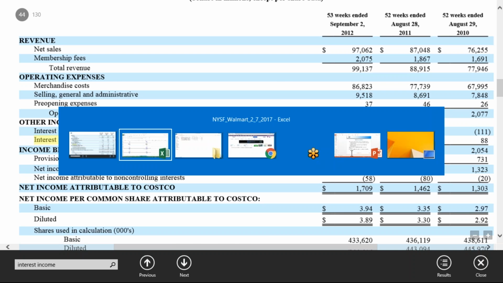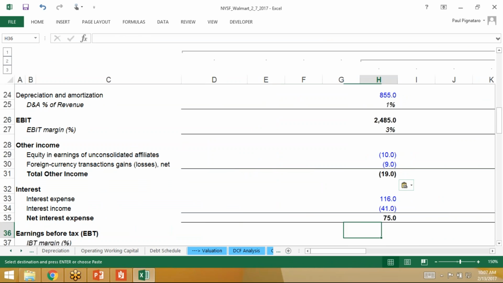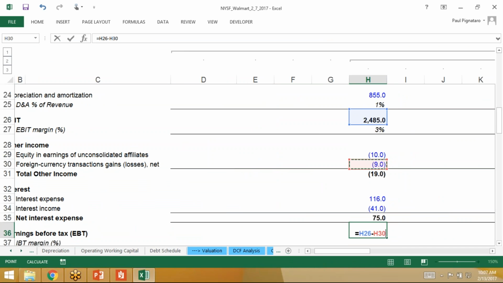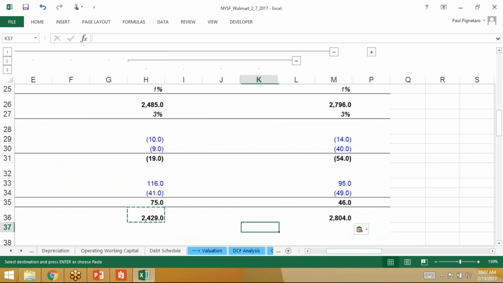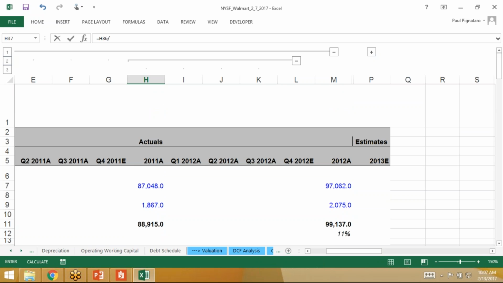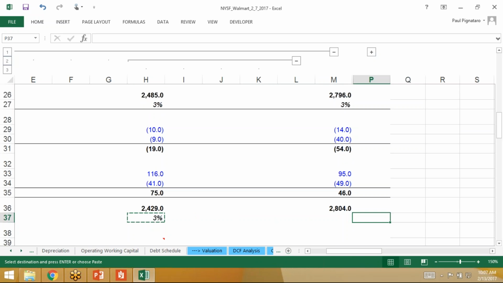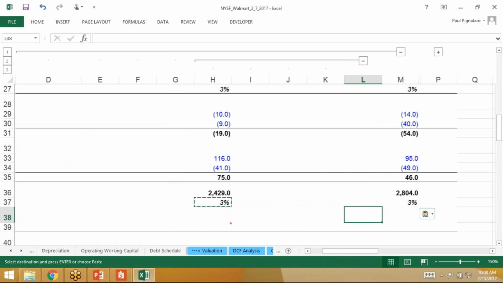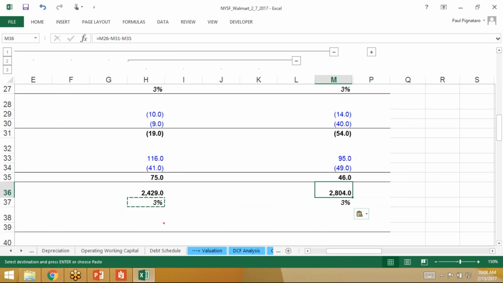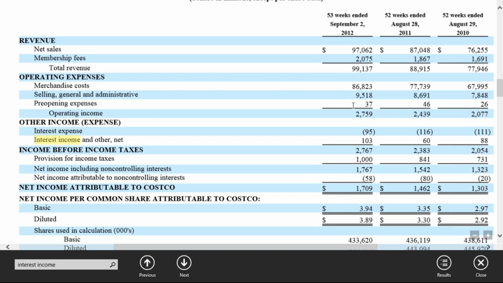Okay. Now, I can get my earnings before tax, which is going to be the EBIT minus other income minus net interest expense. 2429. Okay. And I can calculate the margin on that. Now, it's good to check and make sure these numbers match, but this is not going to match what the annual report has because we did not include this pre-opening expense, so we can't tie these numbers yet. The whole point is that our numbers exclude that pre-opening expense, right?